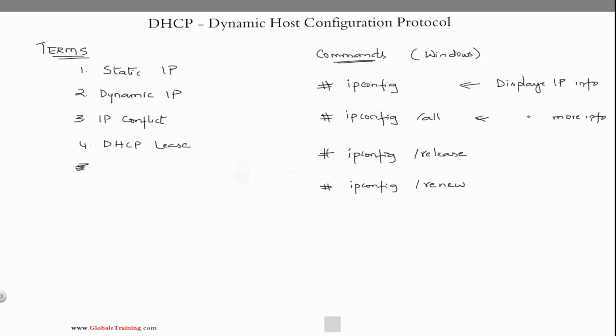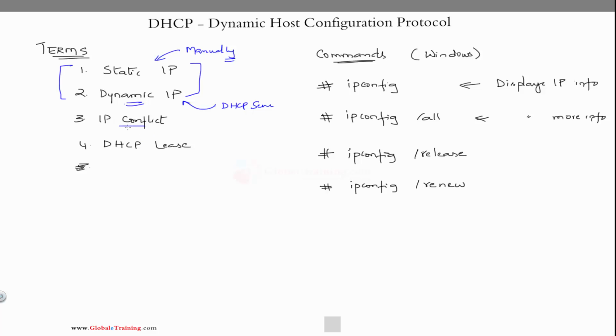Here I have the first two, static IP and dynamic IP. Static IP is where you manually assign your IP address to your computer. And dynamic IP address means it's assigned by what? The DHCP server. That's why it's dynamic.